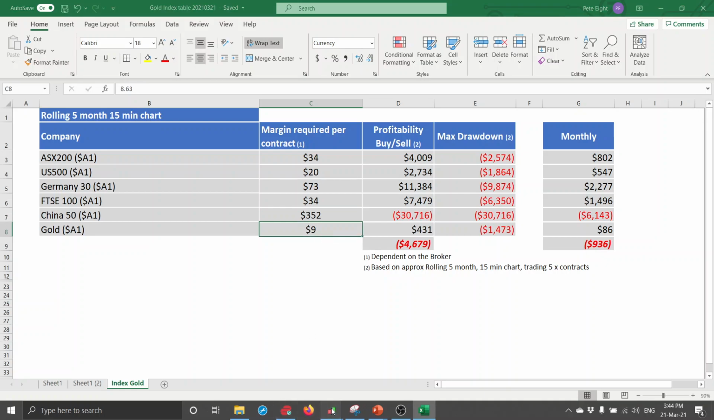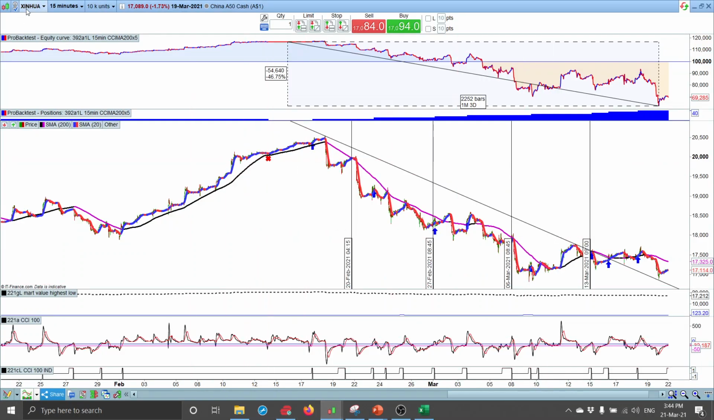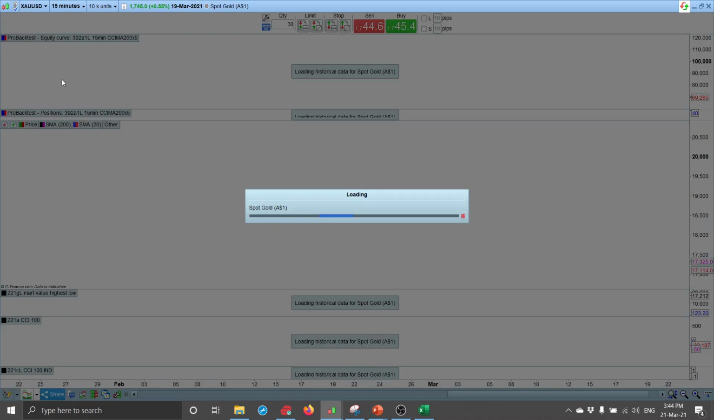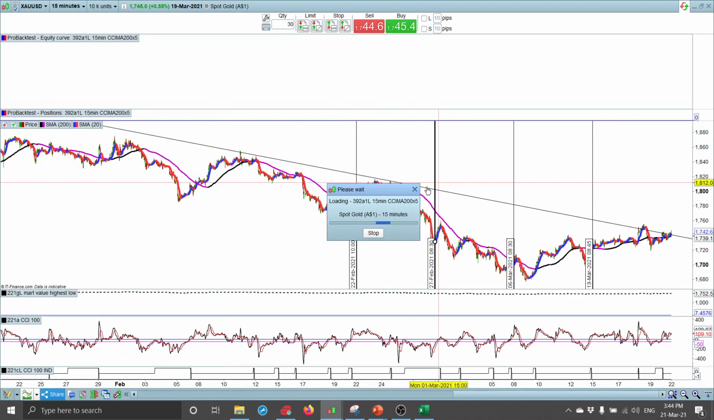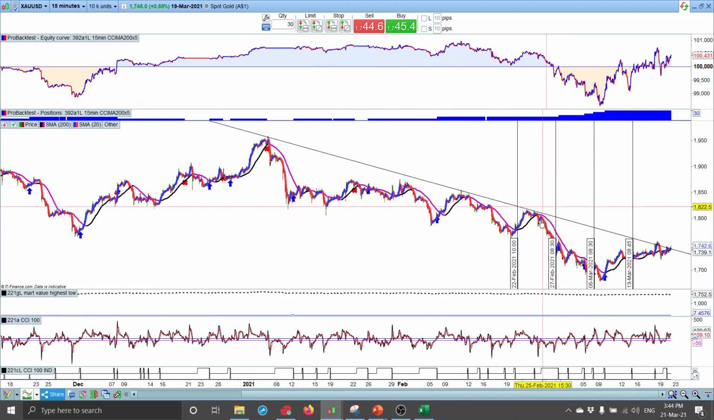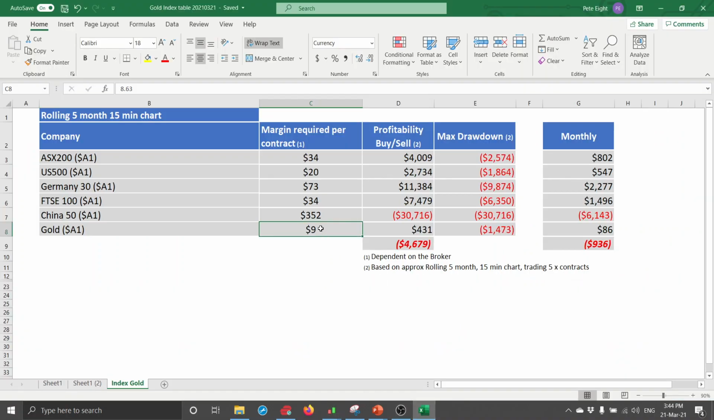Lastly, looking at gold. You can see here it's just broken above our baseline because the price has recovered a bit. As you can see there, it's got 30 positions open. It opened up with 5 back here. And that's got the smallest margin requirement per contract. And we're up at $431 with a $1,473 drawdown. Not a huge profit, but again, better than nothing.